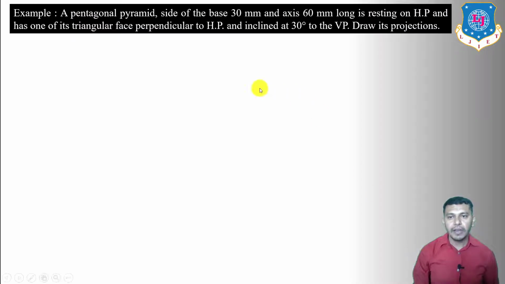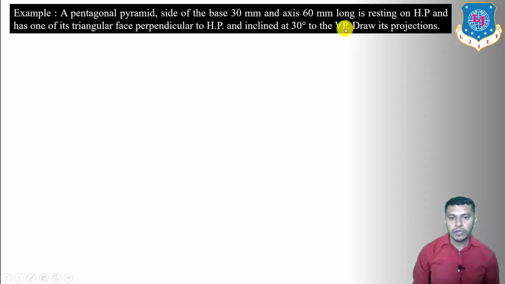So the given content regarding the example is a pentagonal pyramid, side of base 30 mm, axis 60 mm long, is resting on HP and has one of its triangular faces perpendicular to the HP, and it is inclined at 30 degrees to the vertical plane. Draw its projection. So in this example, both the conditions with HP and VP are given.